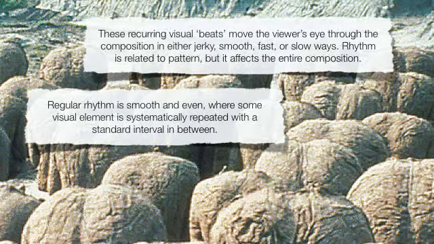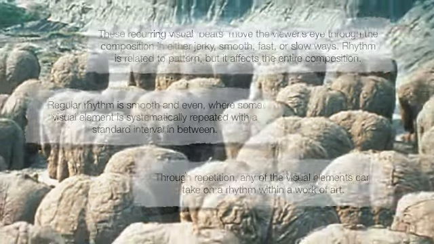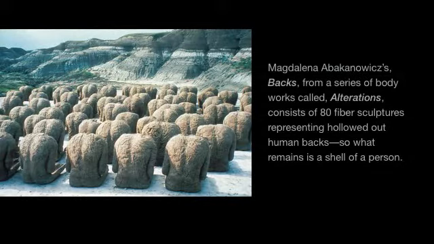Regular rhythm is smooth and even, as you would imagine, where some visual element is systematically repeated with a standard interval in between. Through repetition, any of the visual elements can take on a rhythm within the work of art. Magdalena Abakanowicz's Backs, taken from a series of bodyworks called Alterations, consists of 80 fiber sculptures representing hollowed-out human backs. So what remains is the shell of a person.